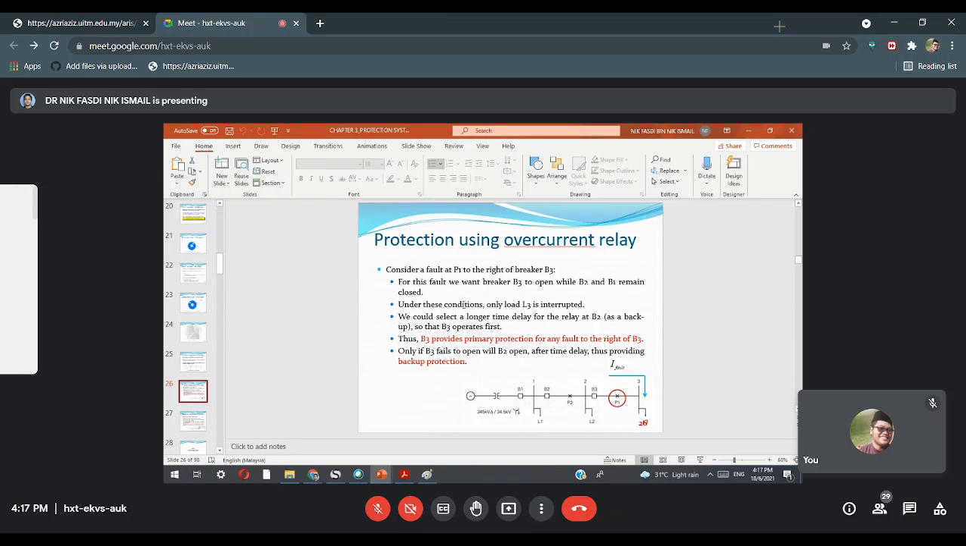Okay, and B2, B1 remain closed. Under this condition, only load 3 is interrupted. When this opens, current cannot flow, so it is isolated. Only load 3 is interrupted. We could select a longer time delay for B2 as backup so that B3 operates first. For the delay, we can set the time, meaning we make it slower. It does not turn on instantaneously; we set a delay. Does B3 provide primary protection for any fault to the right of B3? Only if B3 fails to open, B2 opens after the time delay, thus providing backup protection.